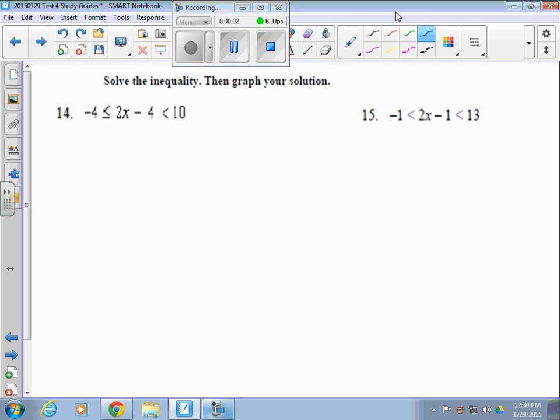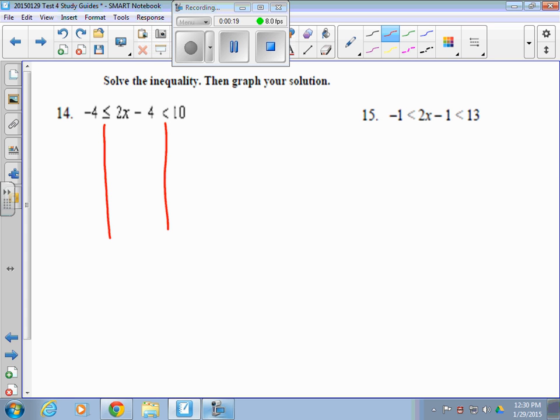All right, this is Algebra 1, Test 4, Part 2. We are picking up on number 14, compound inequalities. It says solve the inequality and graph your solution. We have two of the same types of inequalities. They're both "and" inequalities. Remember with these, you have a left, a right, and a middle.